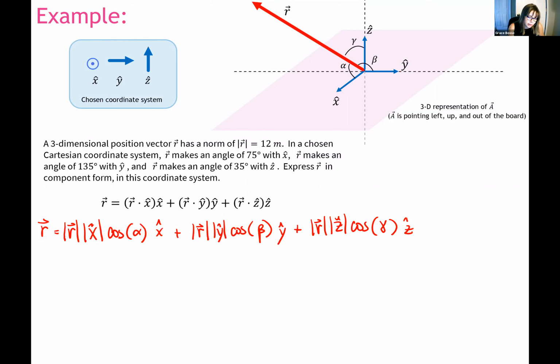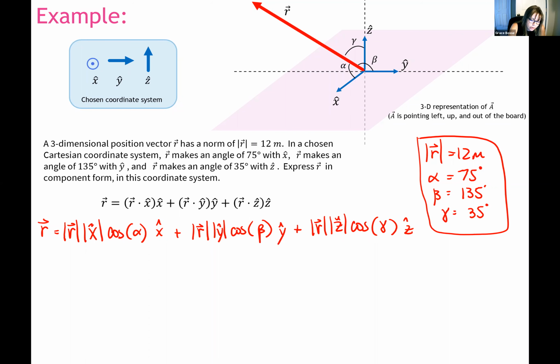All right, so now let's plug in what we know. We know that the norm of R is 12 meters. They tell us that the angle between R and x hat is 75 degrees. That means alpha is 75 degrees. Beta is 135 degrees. They tell us exactly in the problem statement what all these angles are. So gamma is 35 degrees. So this is all the information we needed to gather. I already drew vector R tail to tail with all of those unit vectors. You can visualize those angles that it's making. Now I'm just going to plug all this information into my expression.